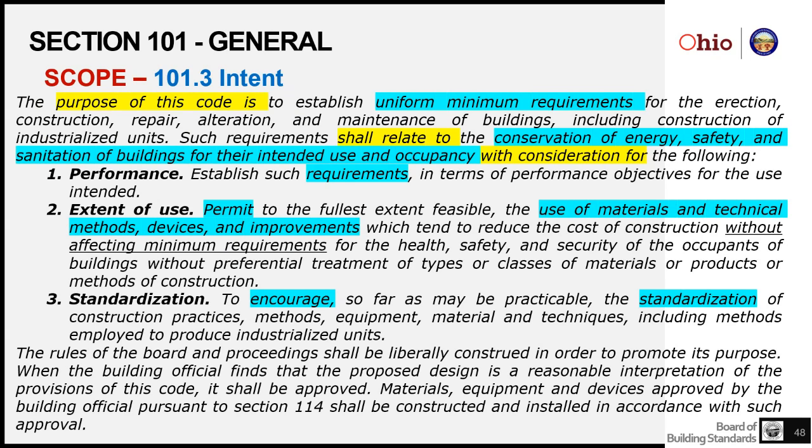And those requirements are to relate to energy conservation, safety, sanitation. Statutes also have included accessibility, but there's a fine balance there between complying with the Ohio Building Code and complying with federal statutes, which is going to be the accessibility issue.